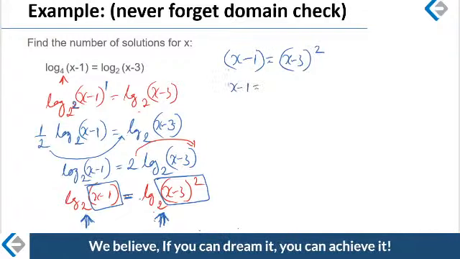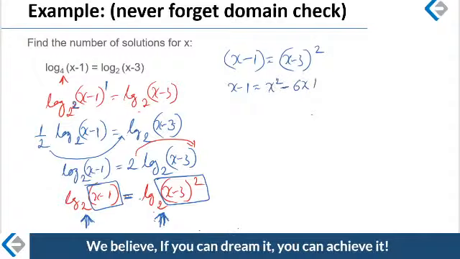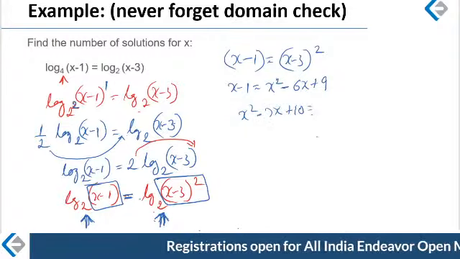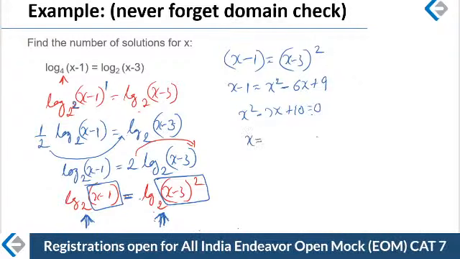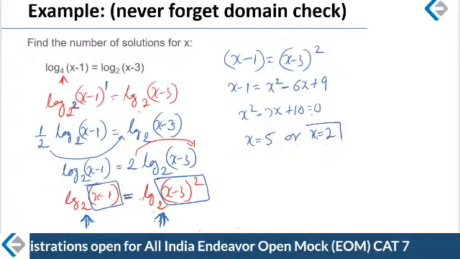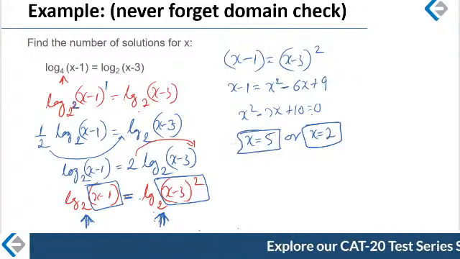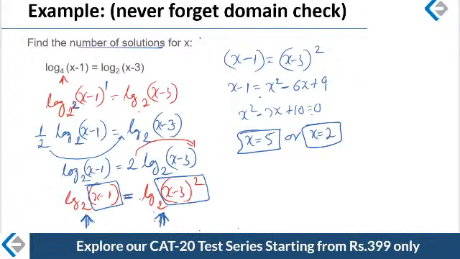Therefore x minus 1 is equal to x square minus 6x plus 9. So from here it becomes x square minus 7x plus 10 equal to 0. From here you will get the values of x, 5 twos are 10. Therefore x is equal to 5 or x is equal to 2. You got two values. He said to find the number of solutions. A very popular answer could be 2 solutions because I got x is equal to 5 or 2. Don't make that mistake.